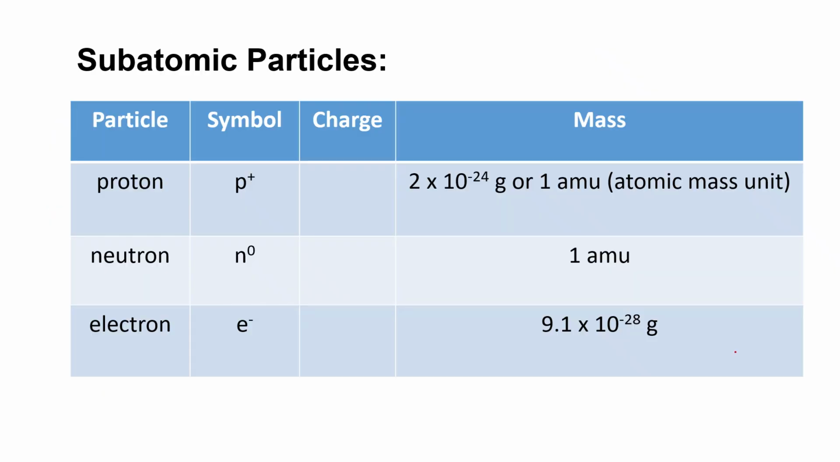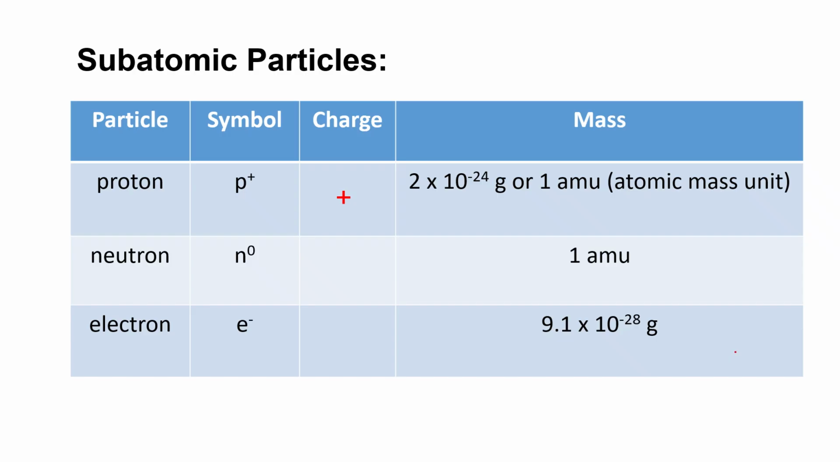Okay, so some things that you should know about subatomic particles. Again, you may know already. Proton, you can see there, is symbolized by P+. It has a positive charge, right? Its mass is about 2 × 10⁻24 grams. It's really, really small. You don't really have to know that number, but you should know that it weighs about 1 AMU, which means atomic mass units.